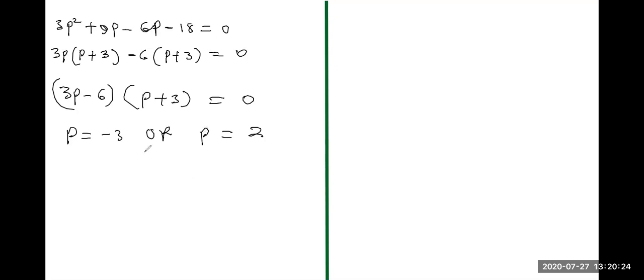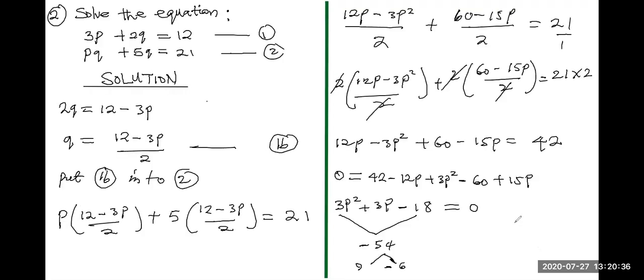Okay, so these are the values you now use to find your q. So we have gotten the two values of p. Using equation what? Where q was defined, equation 1b, which is 12 minus 3p over 2.